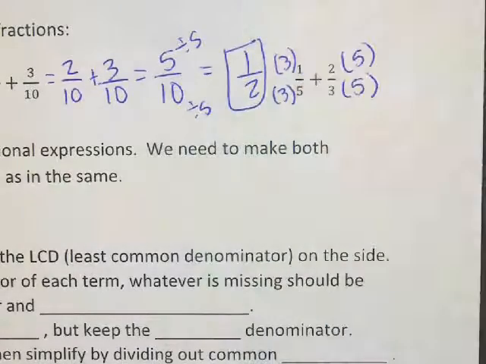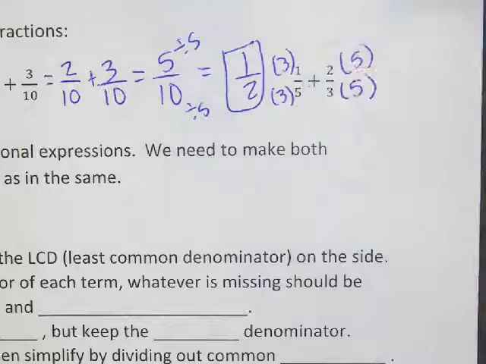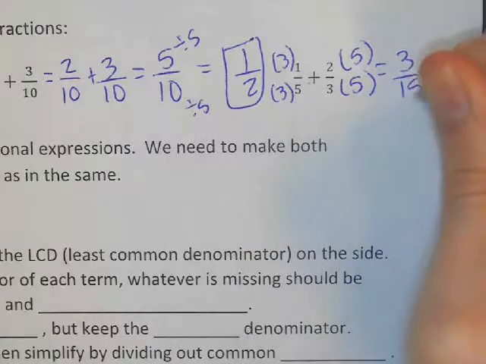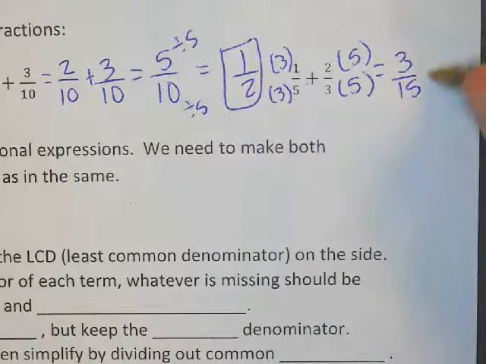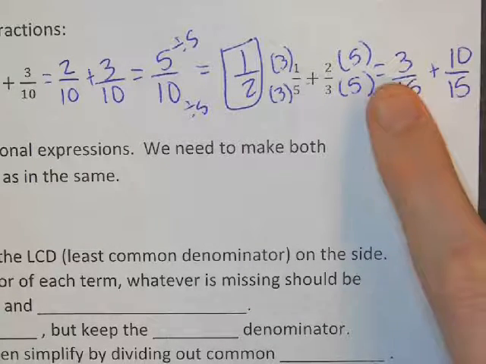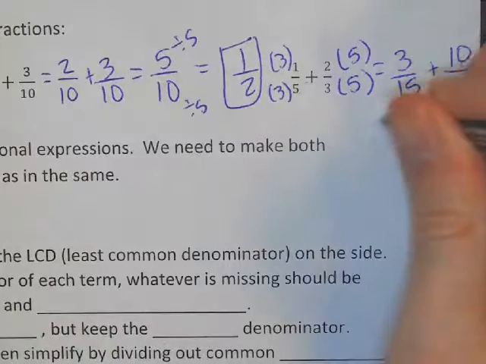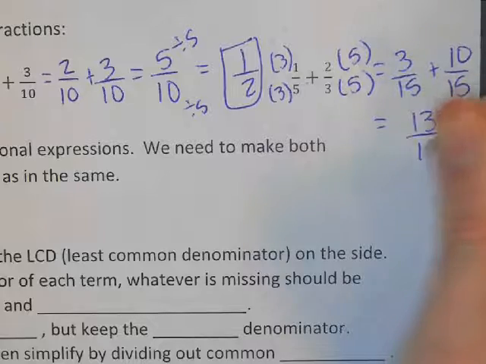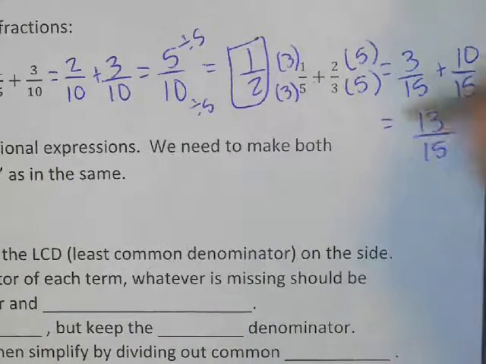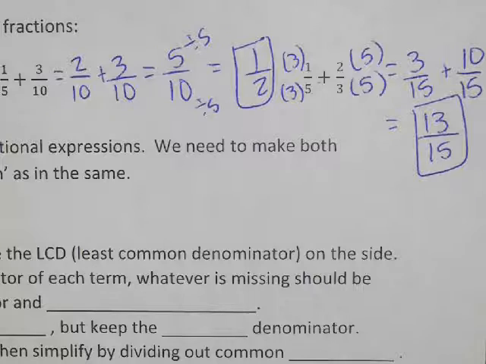And now let's rewrite. 1/5 is the same as 3/15. 2/3 is the same as 10/15. And now when I add them, since they're the same sizes, we get 13/15. Do those have any common factors to divide out? No. So then 13 over 15 stays. Can I ask a question when Julie gets back?